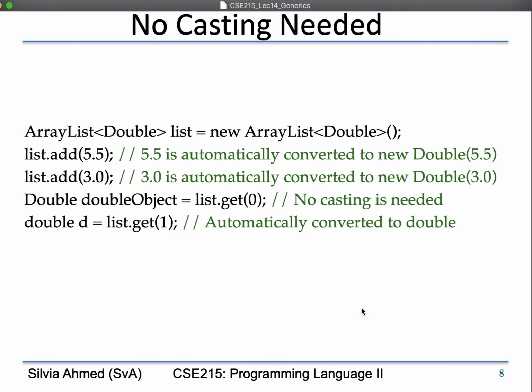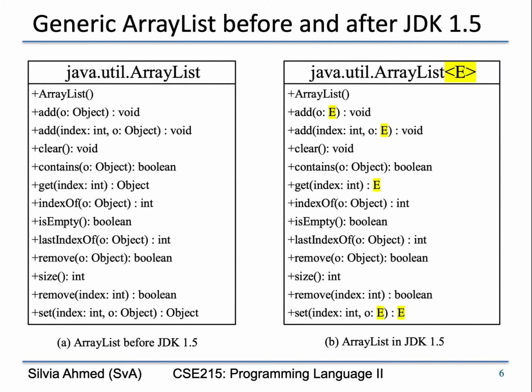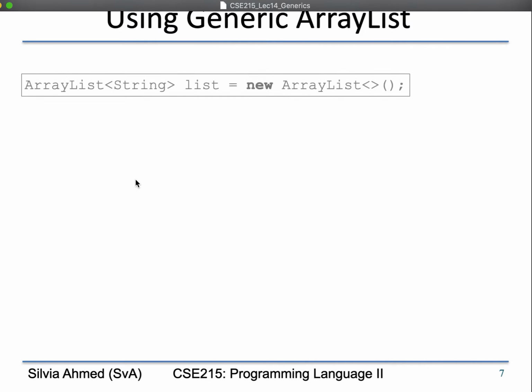Let's check the array list. So here the get of any specific index, the return type will be replaced with our prescribed type. But before generics, the get will return the type Object.